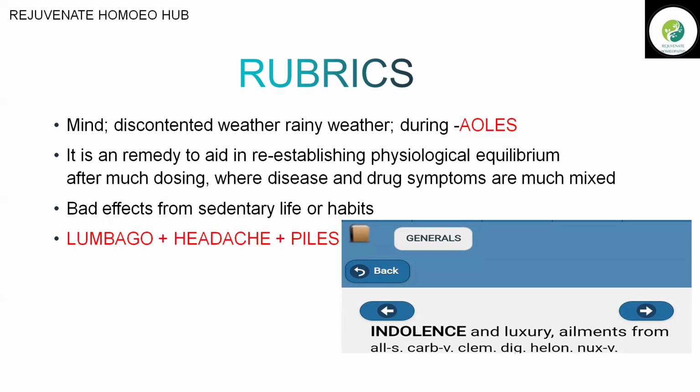But Aloes is also a remedy where we can re-establish the physiological equilibrium after much dosing, and it comes very close to Sulphur. The chronic is Sulphur; this is acute. Sulphur also helps after much dosing of allopathic medicines where the drug symptoms are much mixed. And one of the key confirmatory symptoms of Aloes is bad effects from sedentary life or habits.